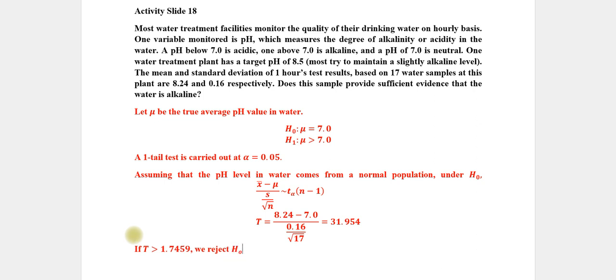There we go. We reject that null. Since t, which is equal to 31.945, which was obviously quite big, is greater than 1.7459, which falls in this rejection region, we're going to reject the hypothesis. You can write down we reject H0 also.